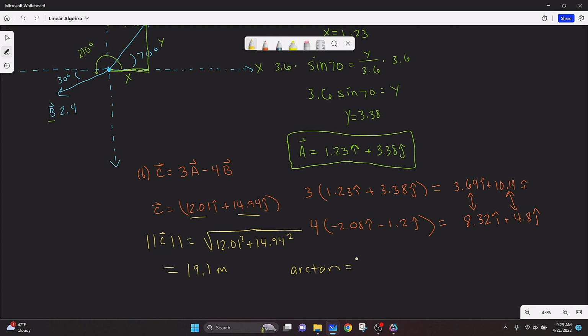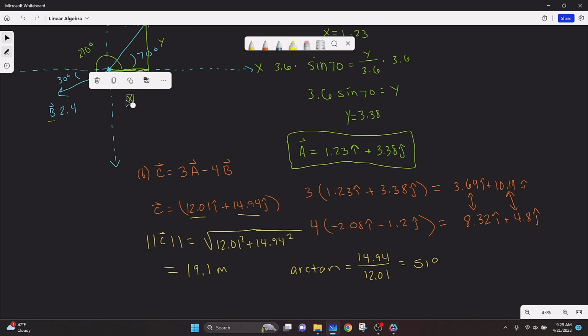Hopefully that makes sense. And so then we would do our y component, 14.94 over our x 12.01. That's our ratio, and this is going to be equal to roughly 51 degrees.